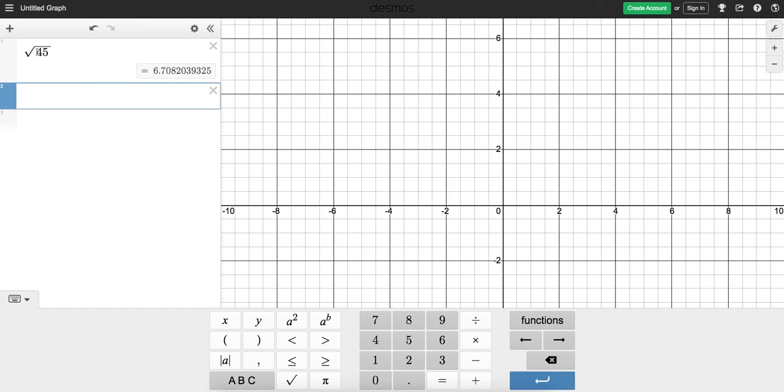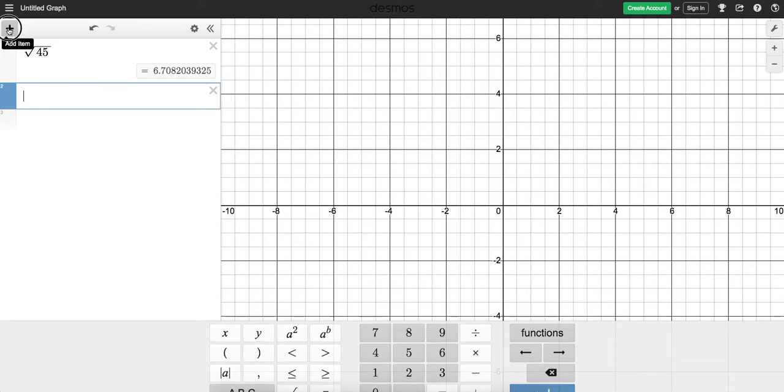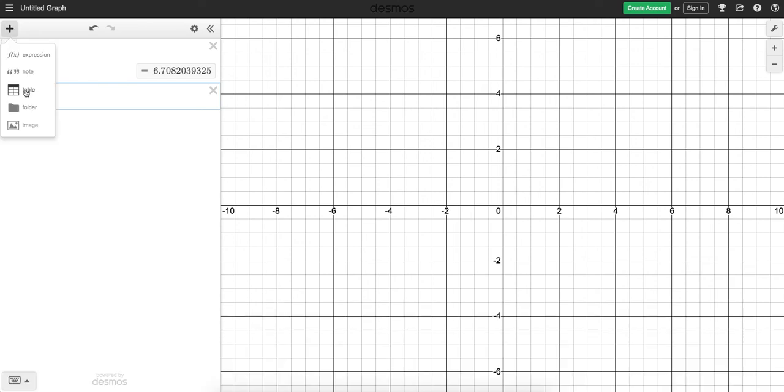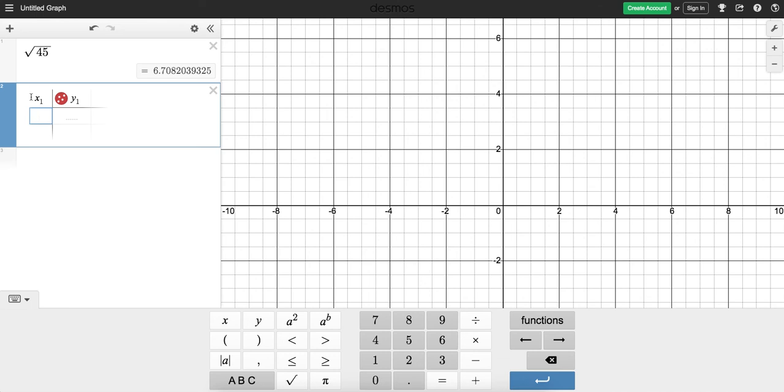First, I want to go to this little plus sign and click it for add item, and then go down to table. You'll be given an x1 and a y1, and I'm just going to delete the y1. What we're going to type in is the radicand of 45, and then divide it by, since it's a square root, the numbers in this x1 column, so x1, and then we want to square them.